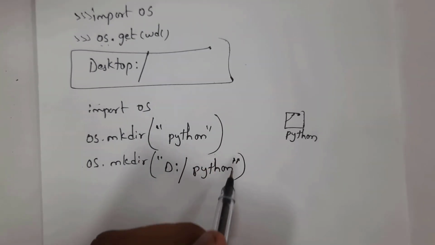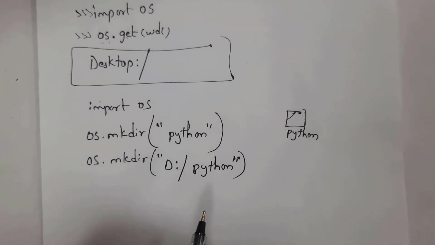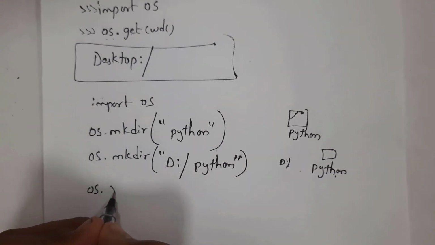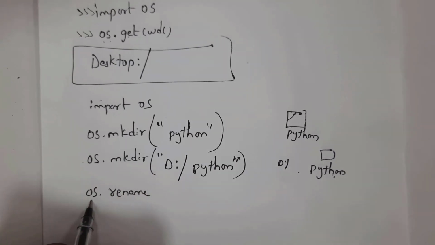Guys, definitely give double quotations here, or else it will display an error. Now I want to change this folder name Python to Python 3. So just write here os dot, by using the rename function we can rename any folder. So just write here rename. So take os dot, where os is the module name, dot rename.